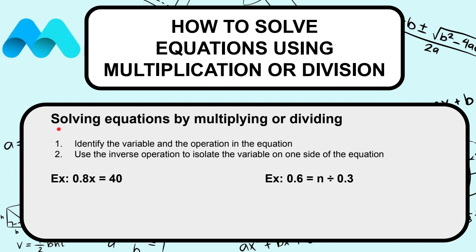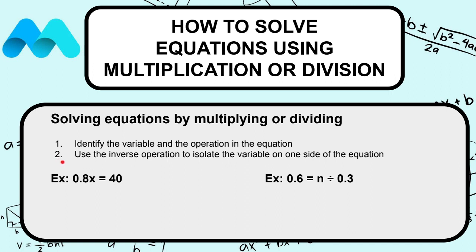But let's look at the two steps that we have. Step number one is we are going to identify the variable and the operation in the equation. Let's look at our first example and do just that. The variable is x, and the operation here is multiplication. We have 8/10 x equals 40. That number next to a variable indicates multiplication, like we have here. So again, 8/10 or 0.8x equals 40.